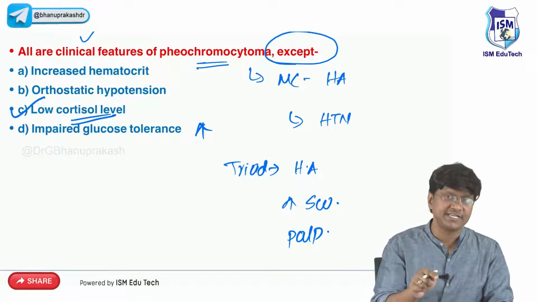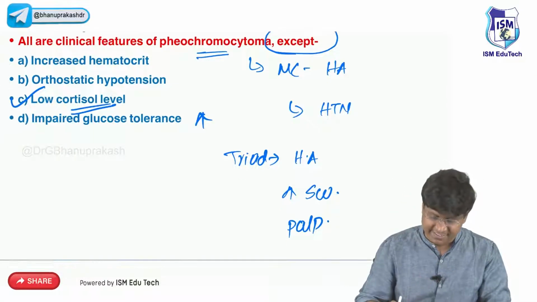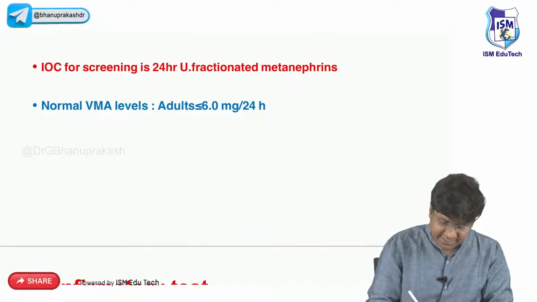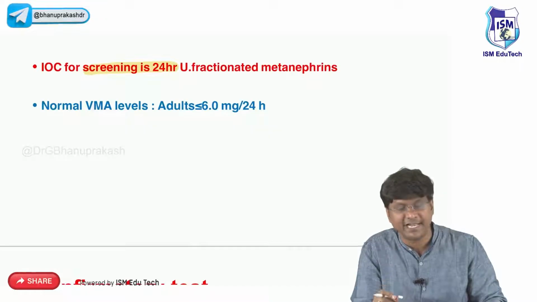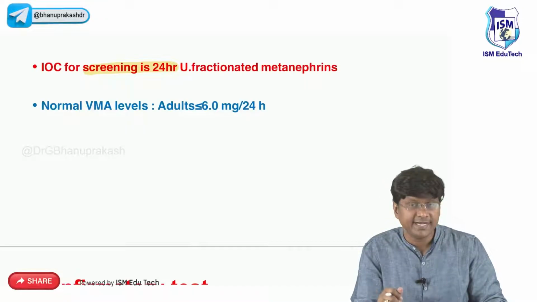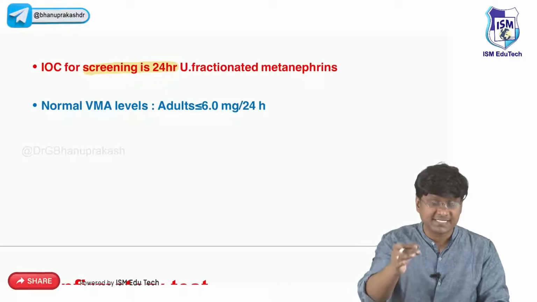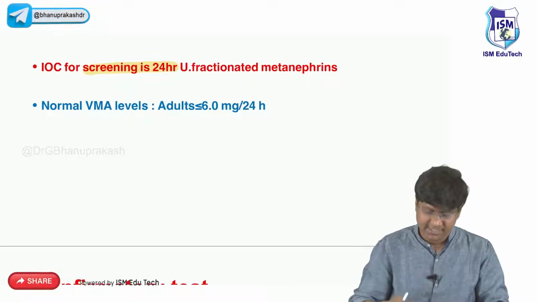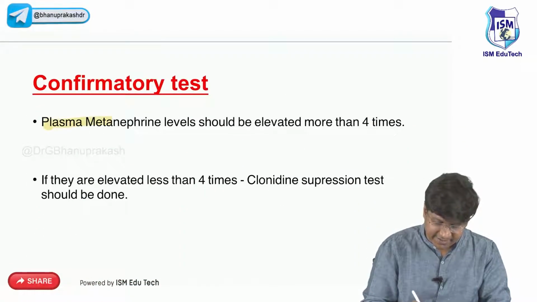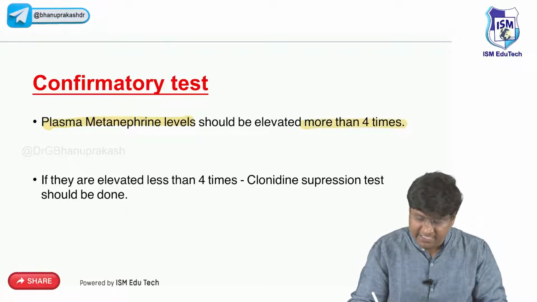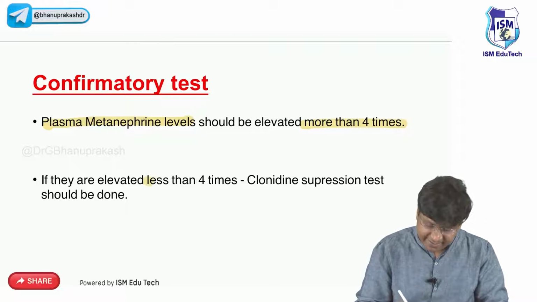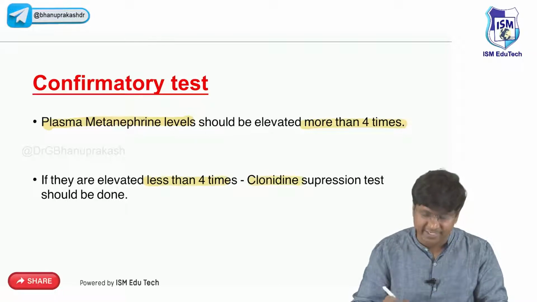Now, what is the first line investigation for screening? The first line investigation for screening will be 24-hour urinary fractionated metanephrine levels, right? That will be elevated. That is the initial screening test. Then what is the confirmatory test? The confirmatory test will be the plasma metanephrine levels. And how many times should it be elevated? More than 4 times. If it is elevated less than 4 times, then you need to do the clonidine suppression test.